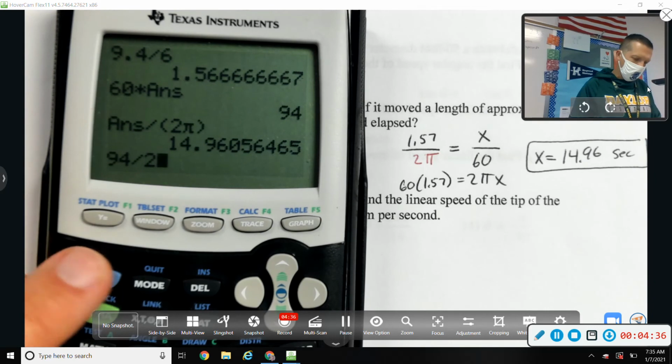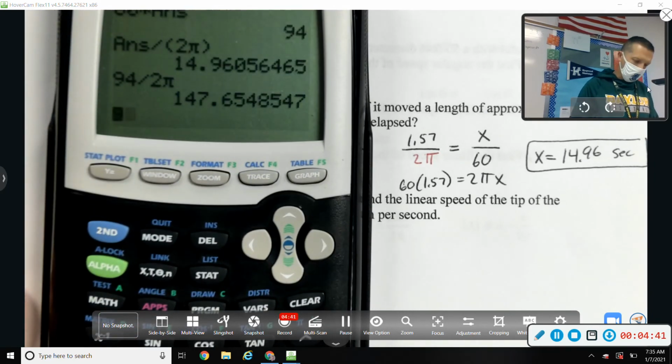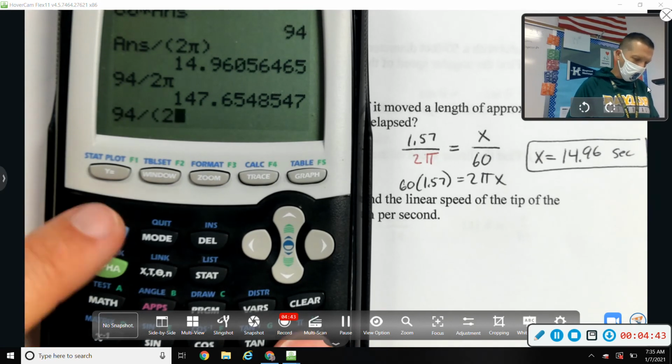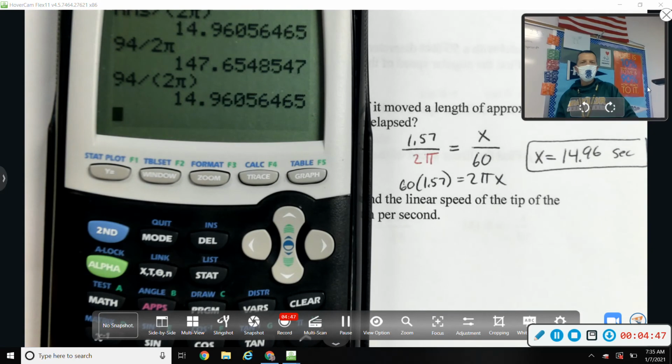Again, 94 divided by 2 pi versus 94 divided by parentheses 2 pi. Those are not the same thing, so be careful when you divide by 2 pi. Make sure you're dividing by 2 pi, both of them.